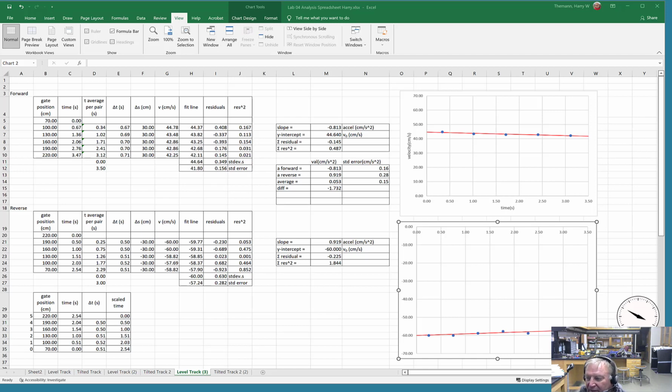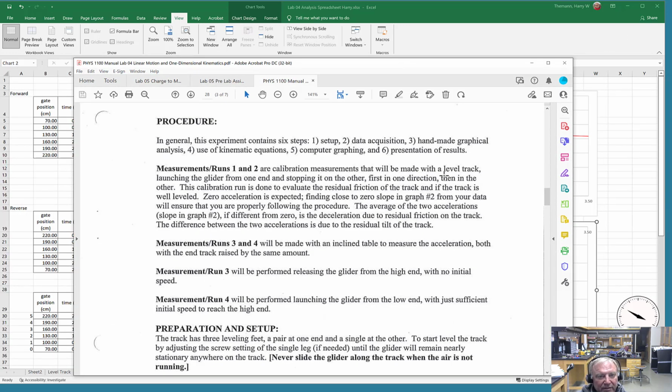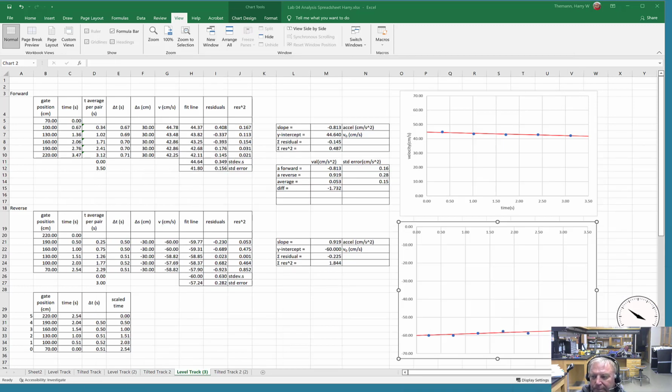So in the manual it says that the average value is going to tell us the residual tilt. Oh, friction. The average of the two accelerations is the deceleration due to the friction, and the difference is the residual tilt. It's not residual friction, it's whatever friction there is. I have to rewrite this. And tilt, residual tilt, yeah, we didn't get it quite level. So, let's take a look.